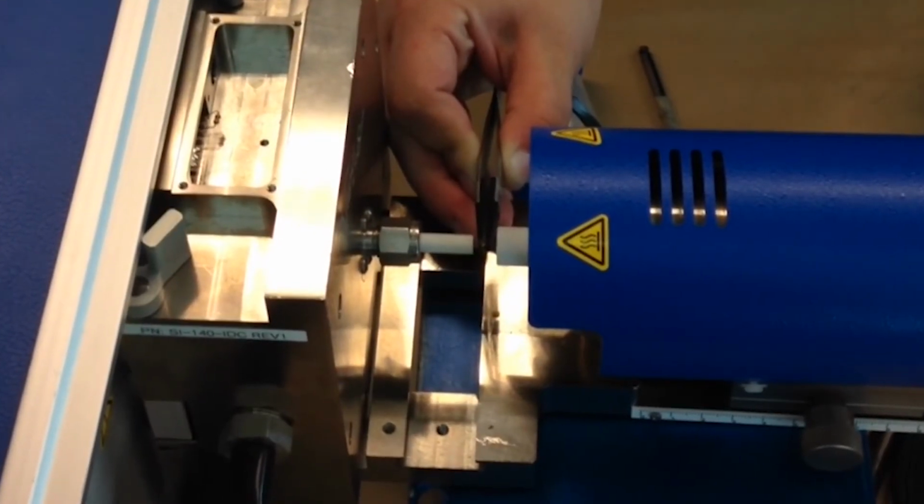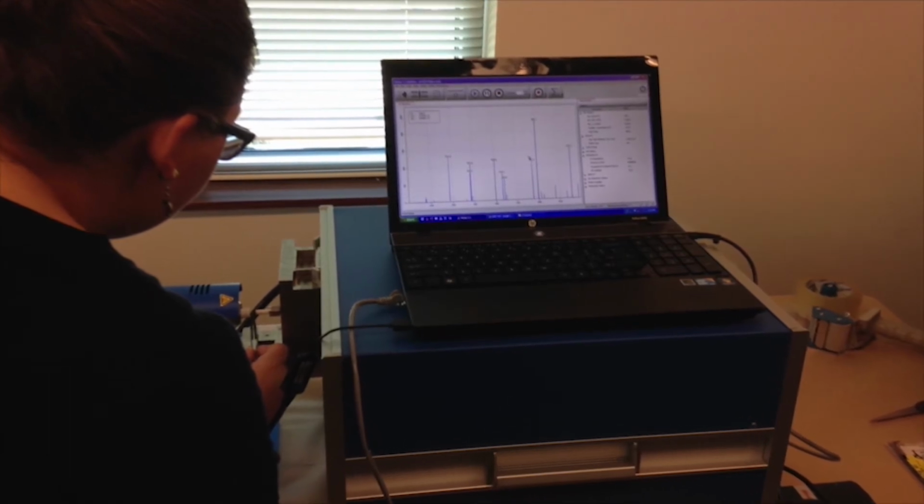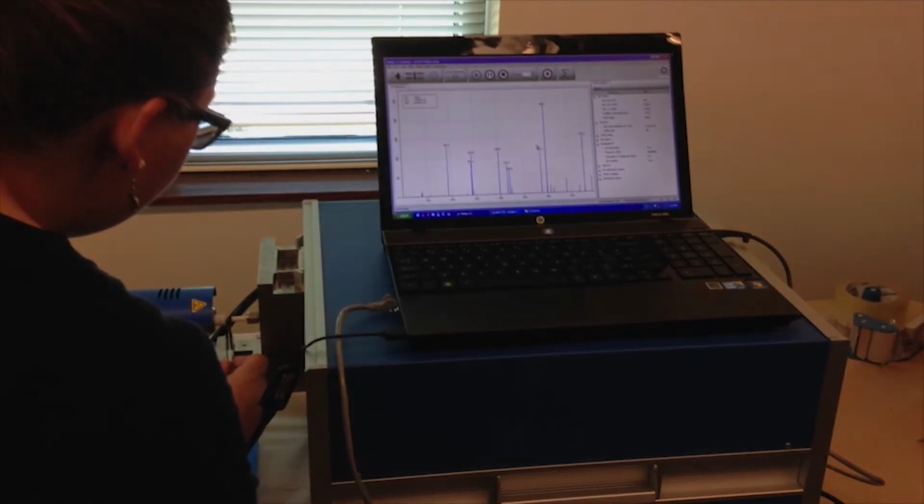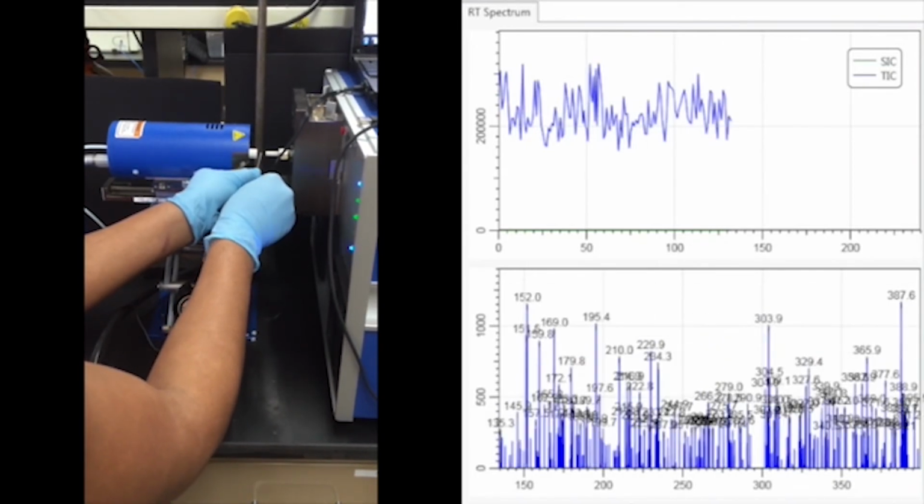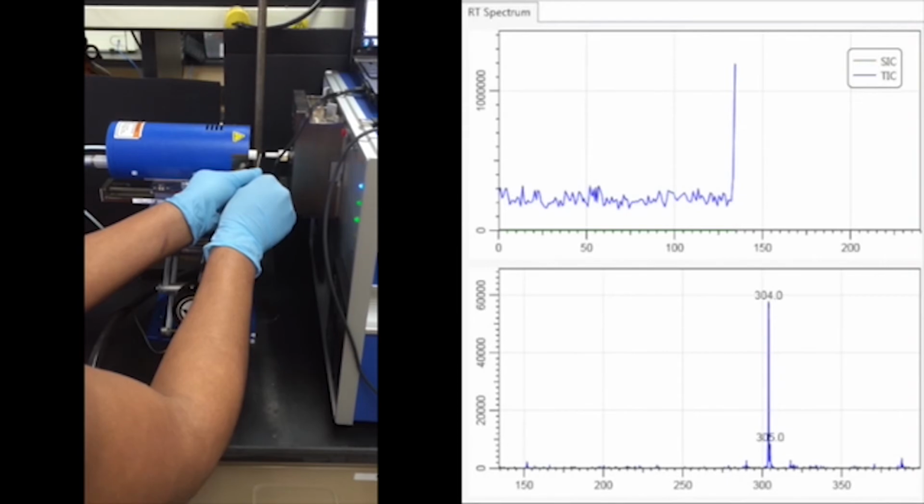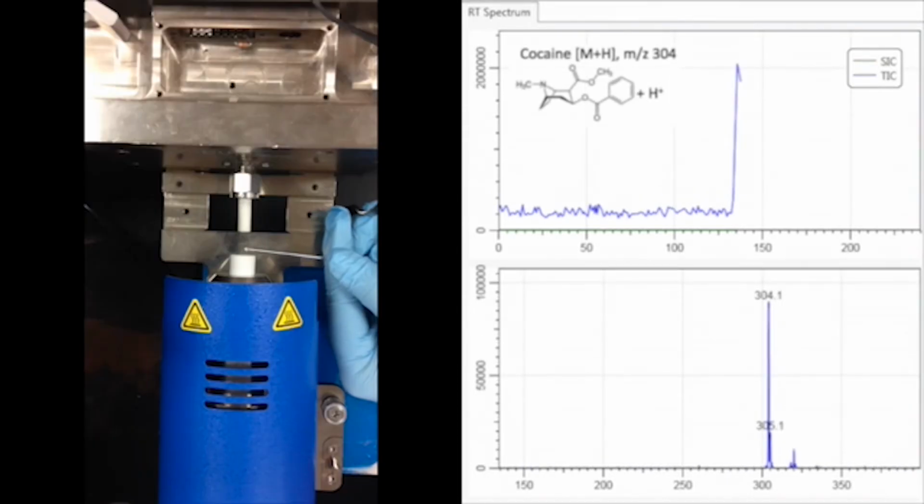So here's an example of one of my students, and she's just straight holding a marijuana leaf in that gap, and boom, you get the THC. Here's another example. This is a way that drug labs run this. You can see the mass spectrometer is just running in time. She's got cocaine residue on the tip of that capillary.